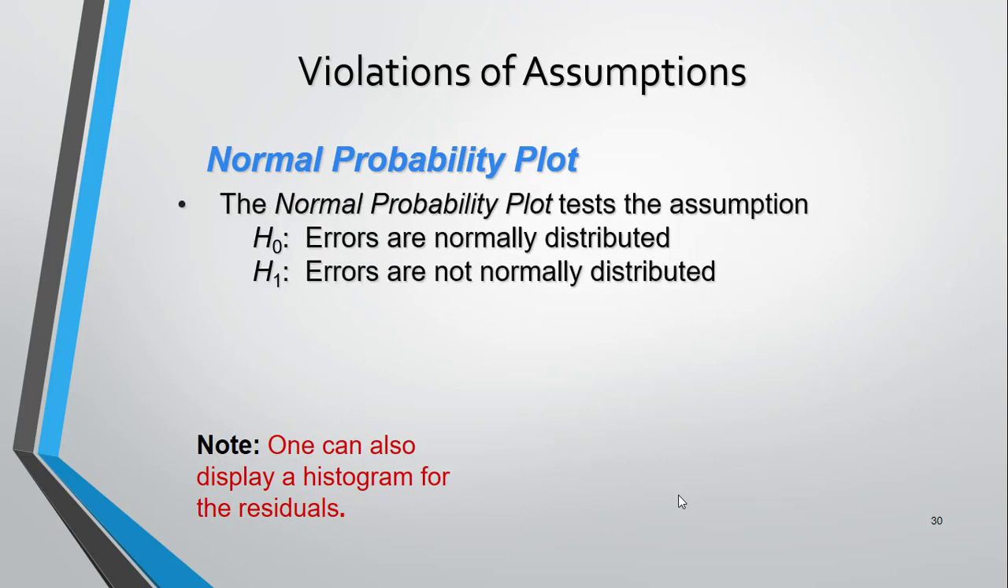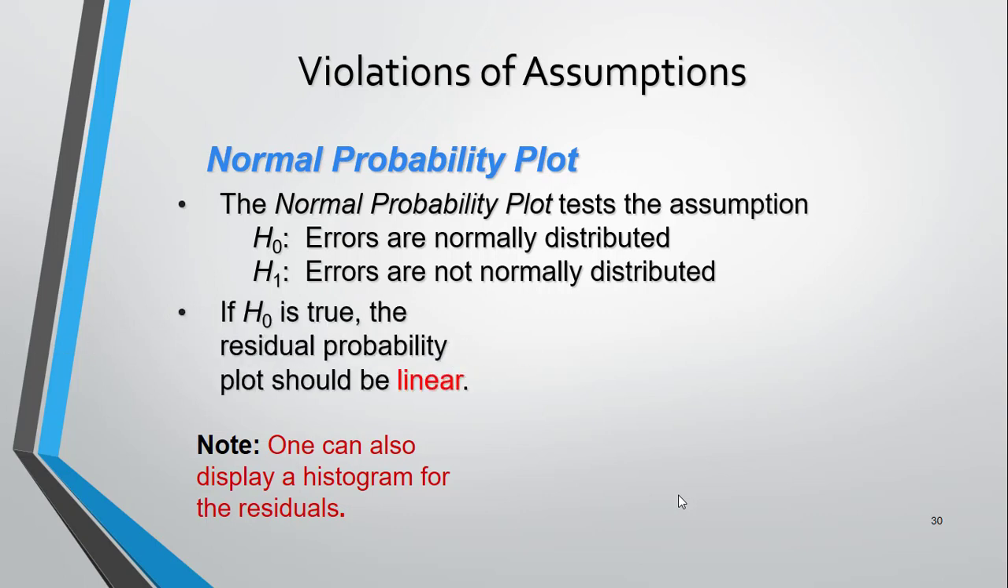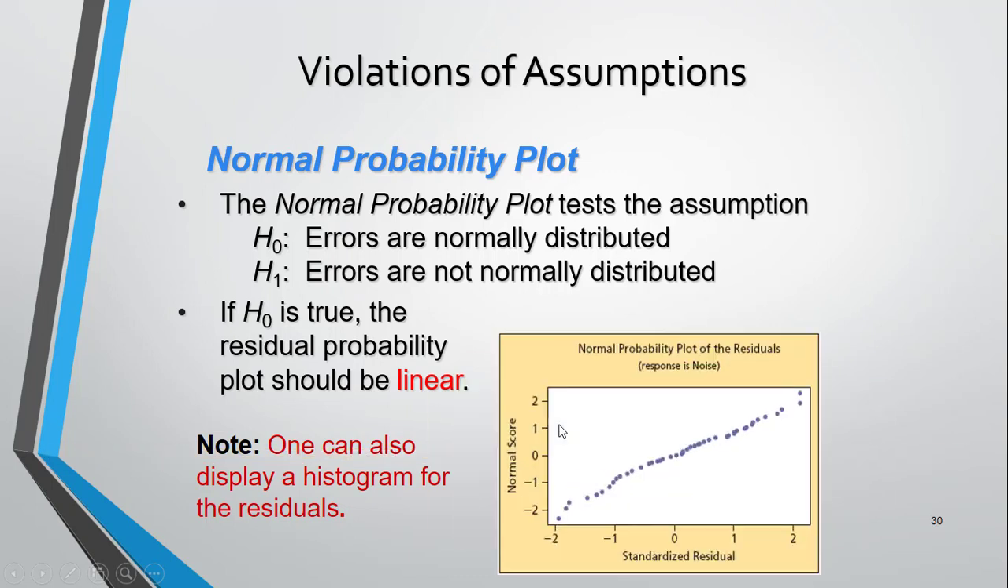Normal probability plot. We can use it in the case of violation of assumptions. You can try a normal probability plot to test. The H0 in this case is that errors are normally distributed. H1 is that errors are not normally distributed. You can test for that, right? If H0 is true, the residual probability plot should be linear. You can also display a histogram of the residuals, a histogram of the standardized residuals. There's a normal score you can use to check.